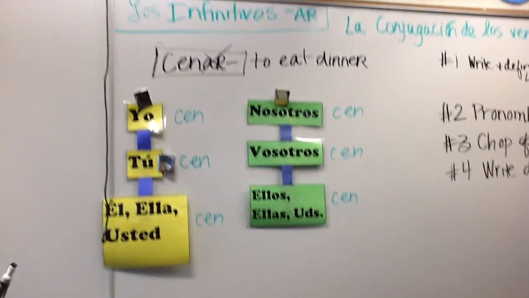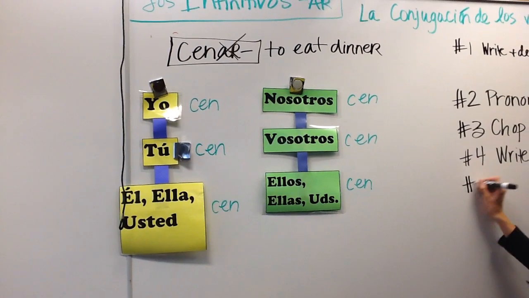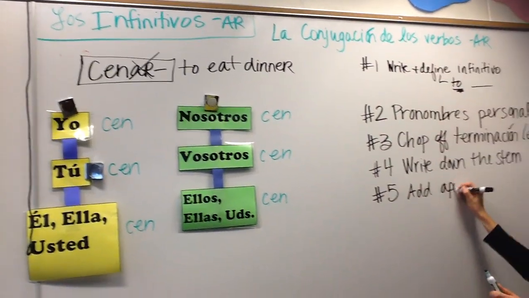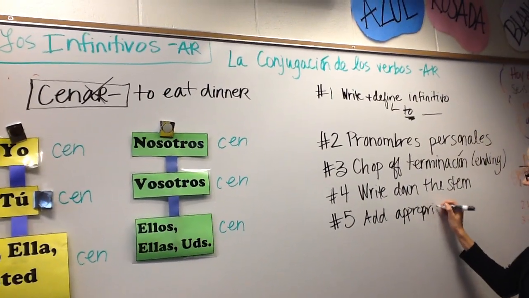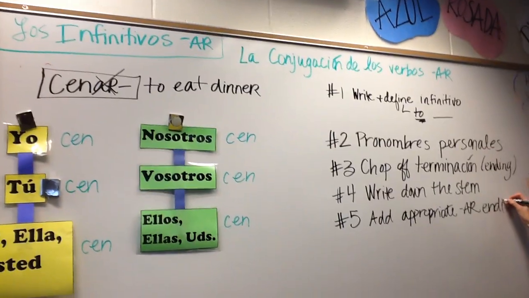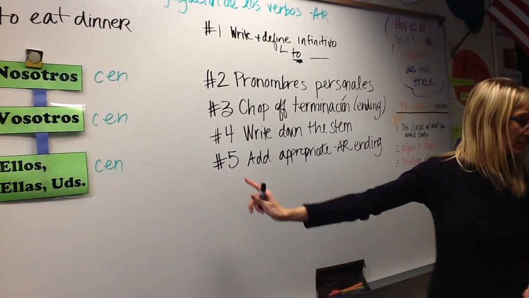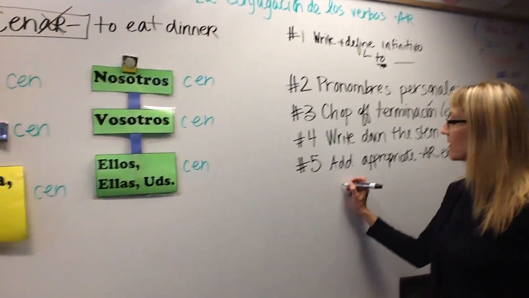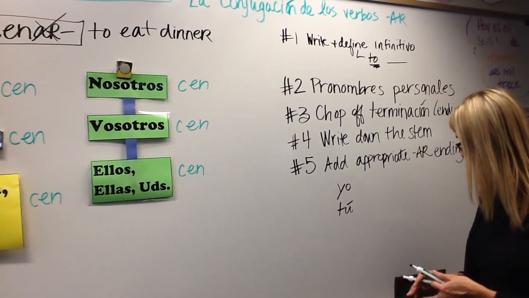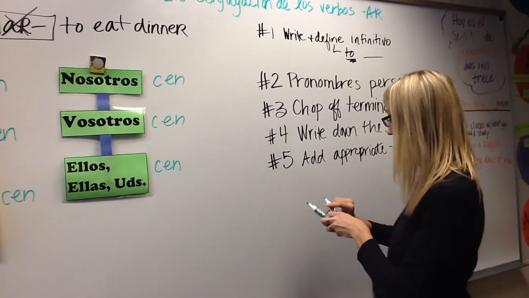Okay. Now, our last step, step number 5, is to add the appropriate AR ending back on. So, below your directions, go ahead and rewrite your personal pronouns. Yo, tú, él, ella, usted. Nosotros.